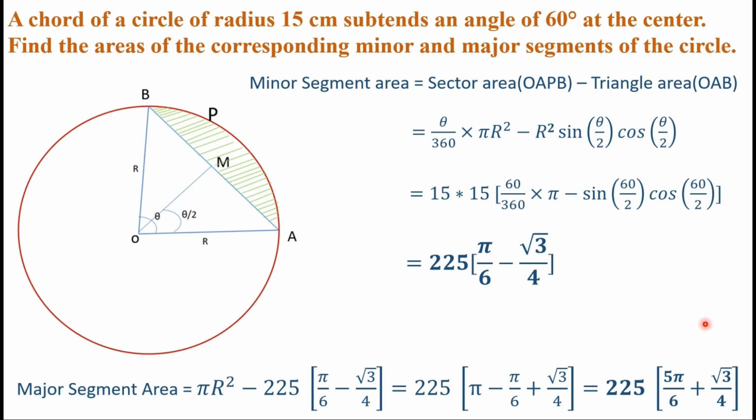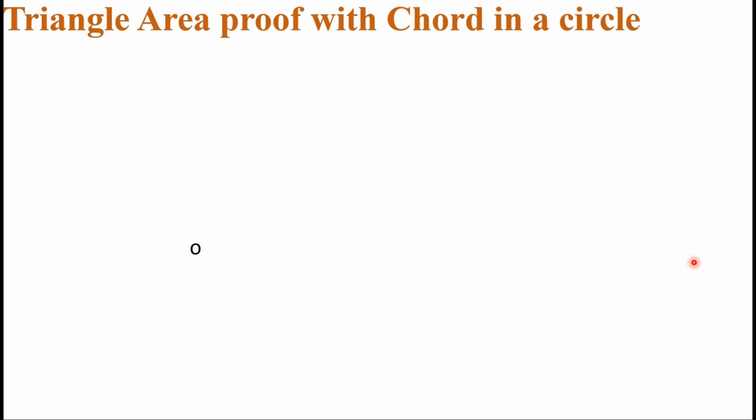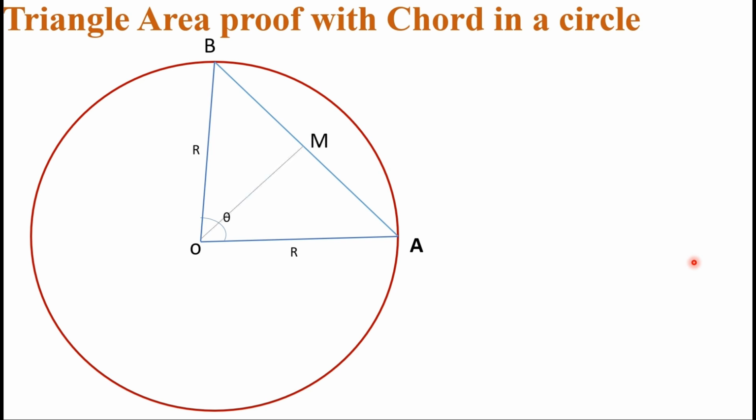Now we will see how to get the triangle area r square sin theta by 2 into cos theta by 2. I will explain the triangle area proof so that you understand the rest of the things in the previous slide. So let's take a circle and draw a chord in it. Mark the chord points A and B and join them to the center of the circle. Those are the radii of the circle, and the angle subtended is theta degrees. Draw a bisecting line that is perpendicular to AB, right? So OM is perpendicular to AB.